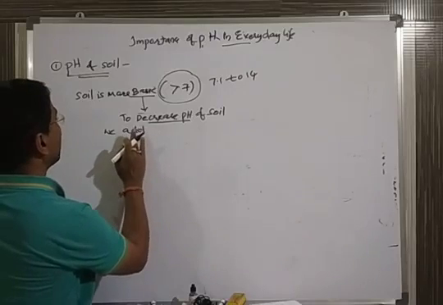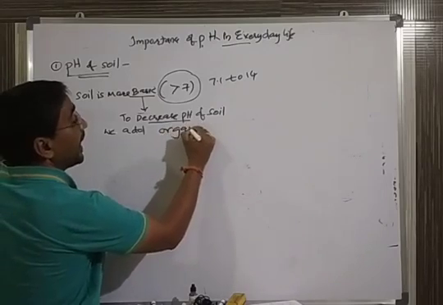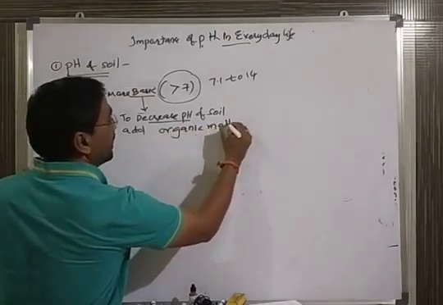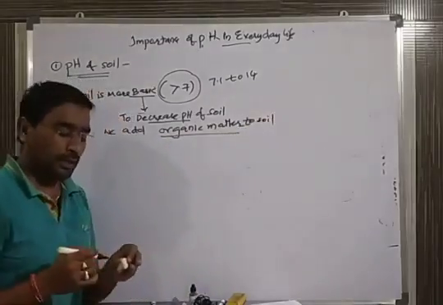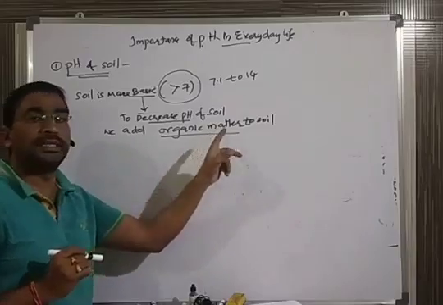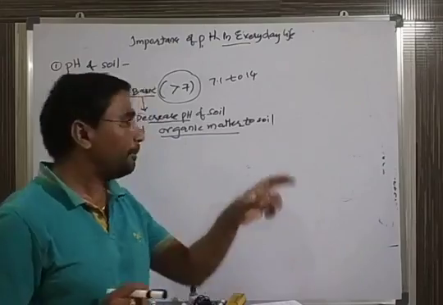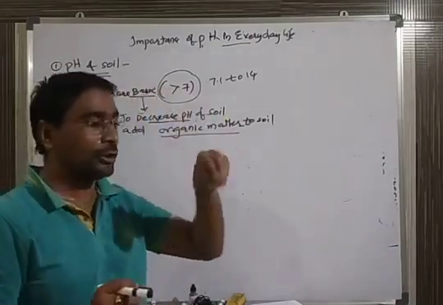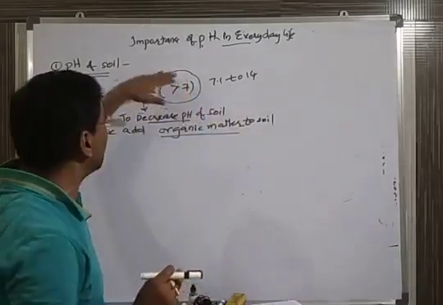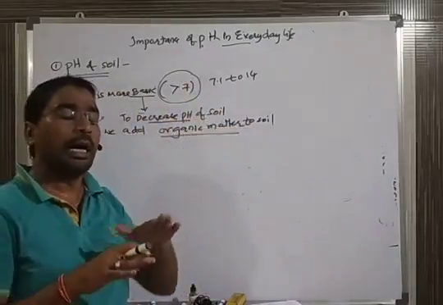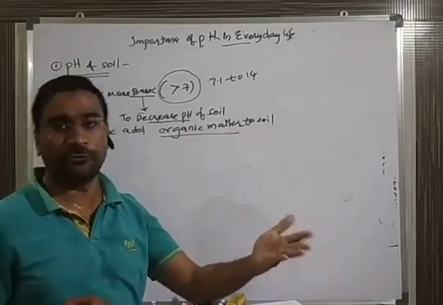Normally we try to add organic matter to the soil. This organic matter generally has an acidic nature. So what happens when you are adding acid to the base? If you are adding the acidic material, it will decrease the basic nature, and the soil becomes neutral and suitable for growing certain types of crops.